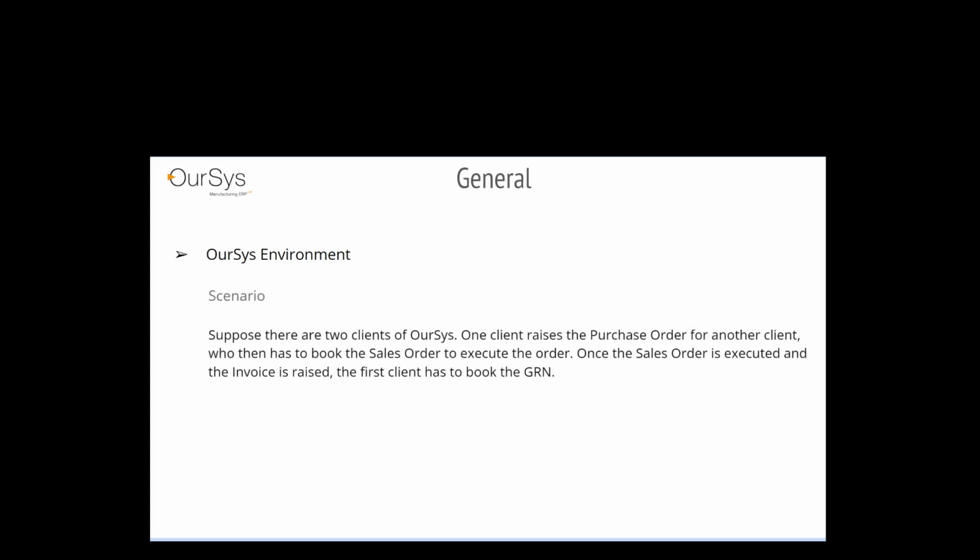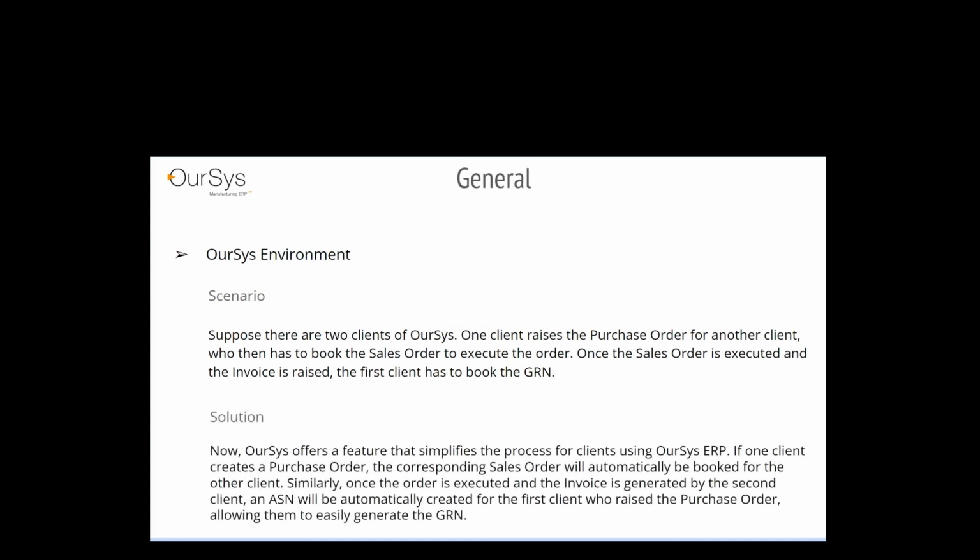Now, overseas environment. Imagine there are two clients who are using overseas. One client initiates a purchase order for the other client. The receiving client then needs to create a sales order to fulfill that order. After executing that sales order and generating the invoice, the initial customer needs to record the GRN. So now in our CRP, we have a new feature to streamline the process for the client.